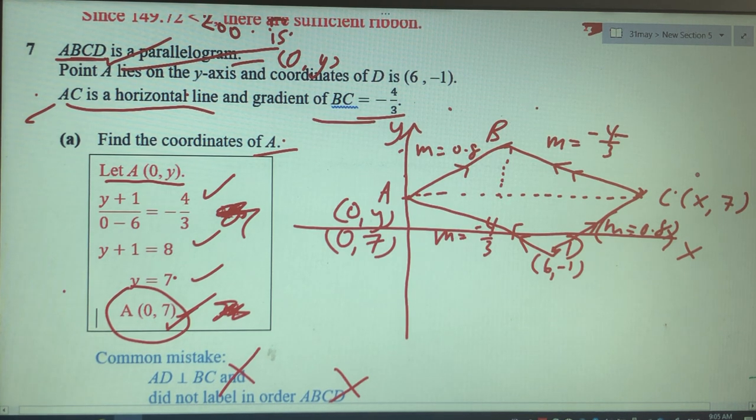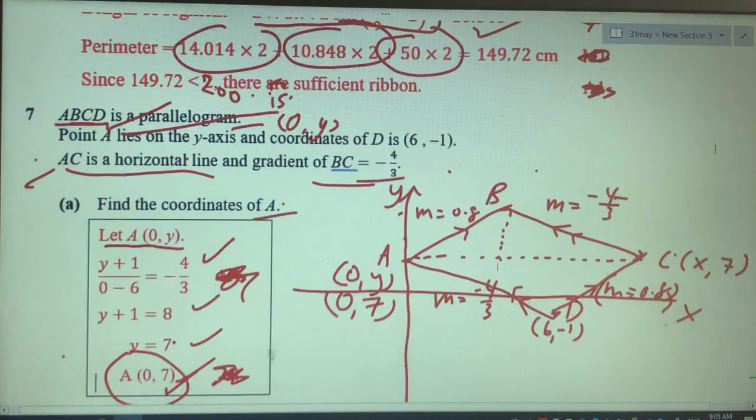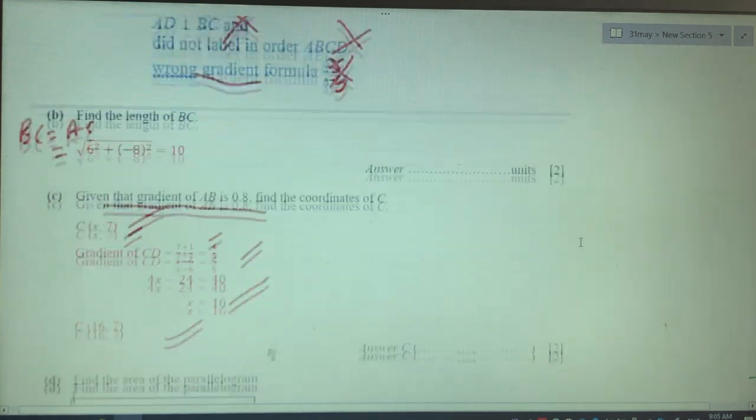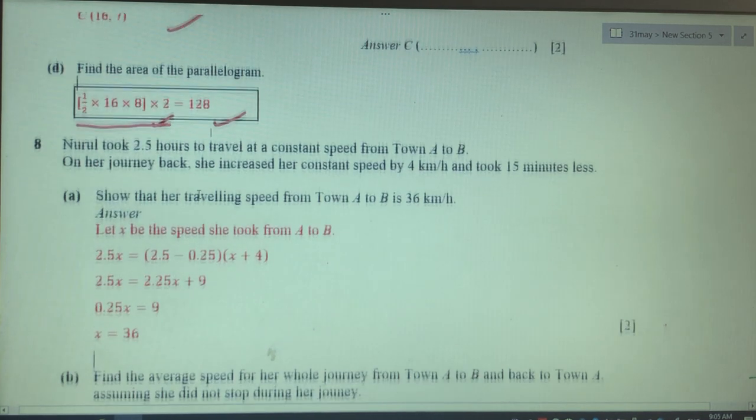Okay, once you get this, I don't know what value is here. 18. Sorry, 16. So after that, you'll get 16, 7, right? So this is 16. And from here to here, here to here, you actually know the length, right? So it's this triangle. You find the area already, then you times 2, because this triangle is the same as this triangle. They are congruent, okay? So you see whether you understand this or not. It's much faster than the shoelace method.